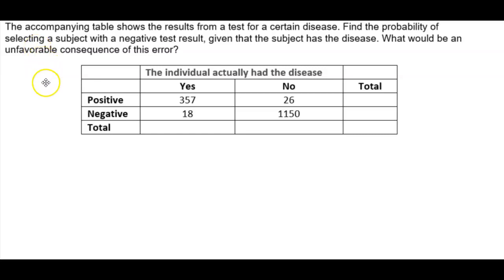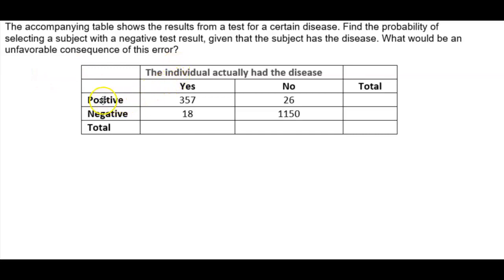The accompanying table shows the results from a test for a certain disease. Find the probability of selecting a subject with a negative test result, given that the subject has the disease. What would be an unfavorable consequence of this error?